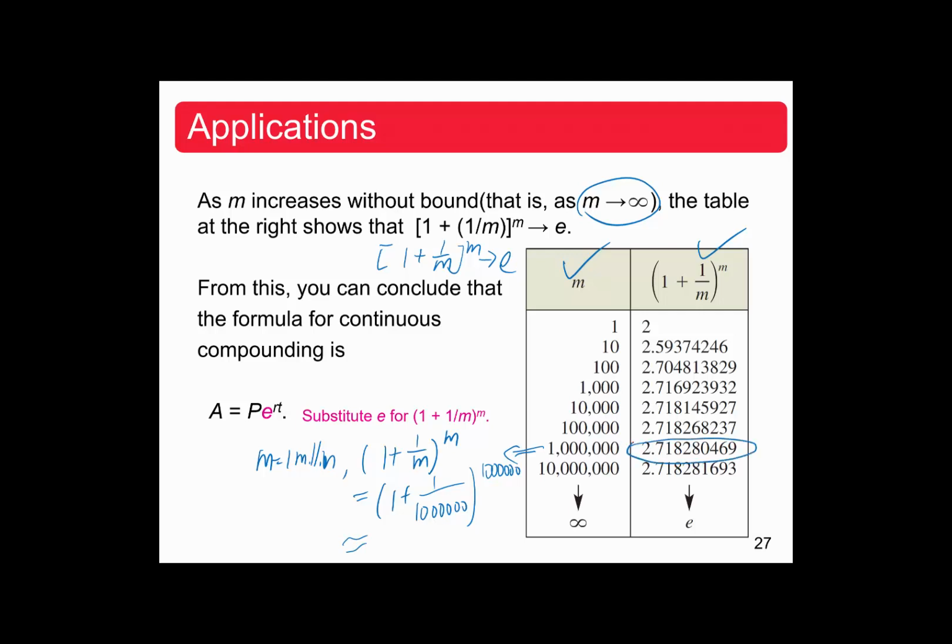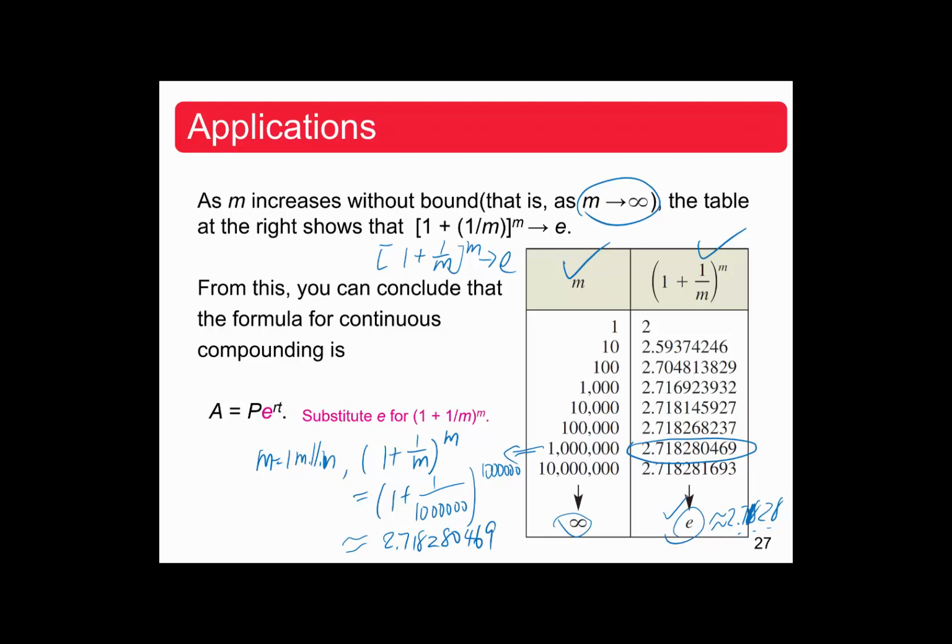So this is 2.718280469. And when m gets larger and larger, eventually reaching infinity, this result will reach e, the irrational number, which is 2.71828 with infinitely many decimal places. That's how the mathematician Euler discovered this number e, which is the natural number.